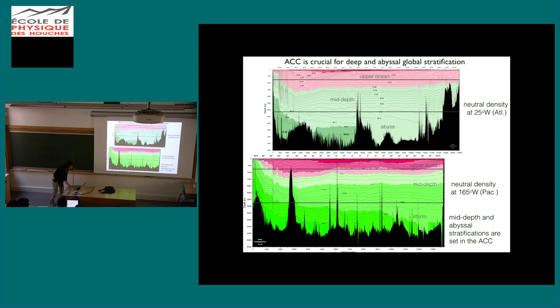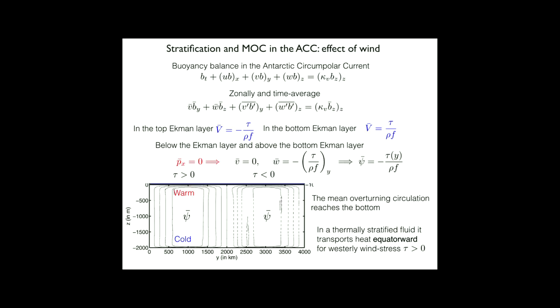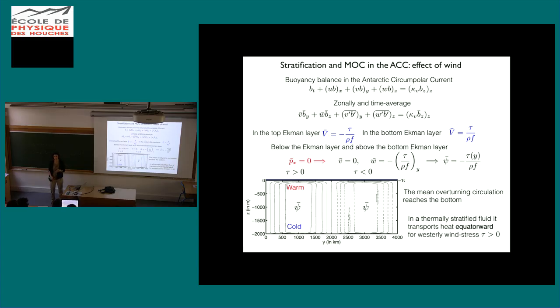And so, in fact, the current theories really show that the stratification of the world ocean is essentially set in the circumpolar region of the Southern Ocean and sort of transmitted to the global ocean from there. So the first thing to do is to understand how the stratification in the ACC alone, the Antarctic circumpolar region, is formed.